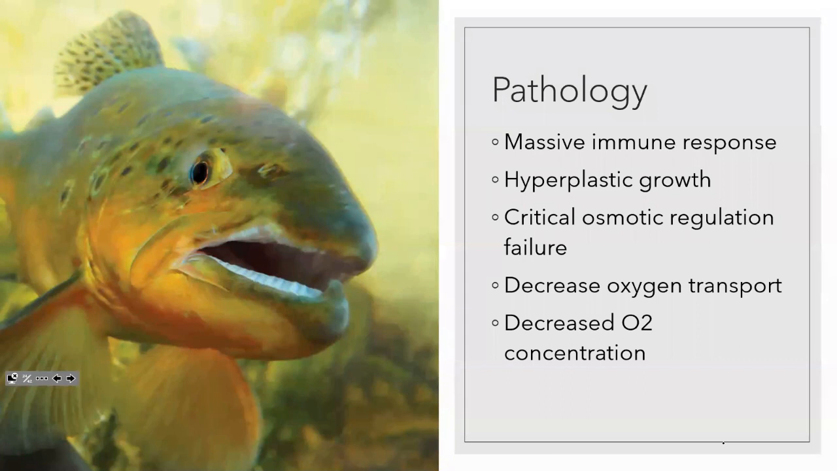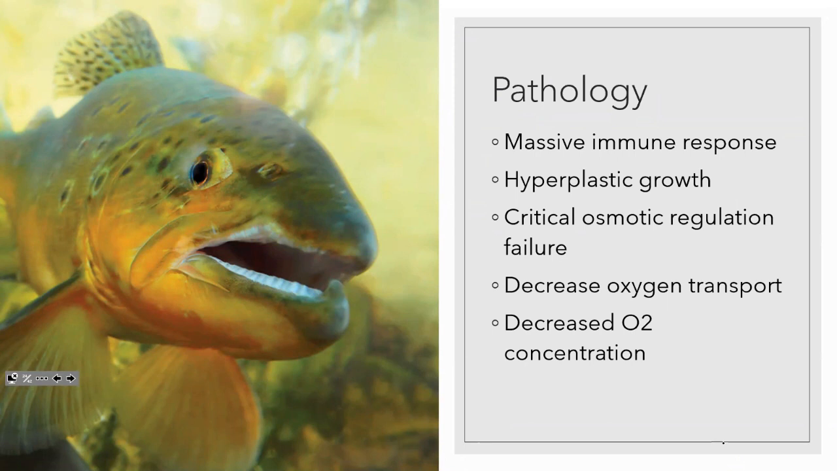When PKD develops, a massive immune response occurs. This is generally because of warmer temperatures, this is very important. If you don't hear anything else in this presentation, this is what you want to listen to. Warmer temperatures lead to increased replication of the parasite within fish. Because there is this increased replication of the parasite, a massive immune response is mounted by the fish's immune system. This causes hyperplastic growth, like we talked about, which is a tumor-like growth within the organs affected by the disease.